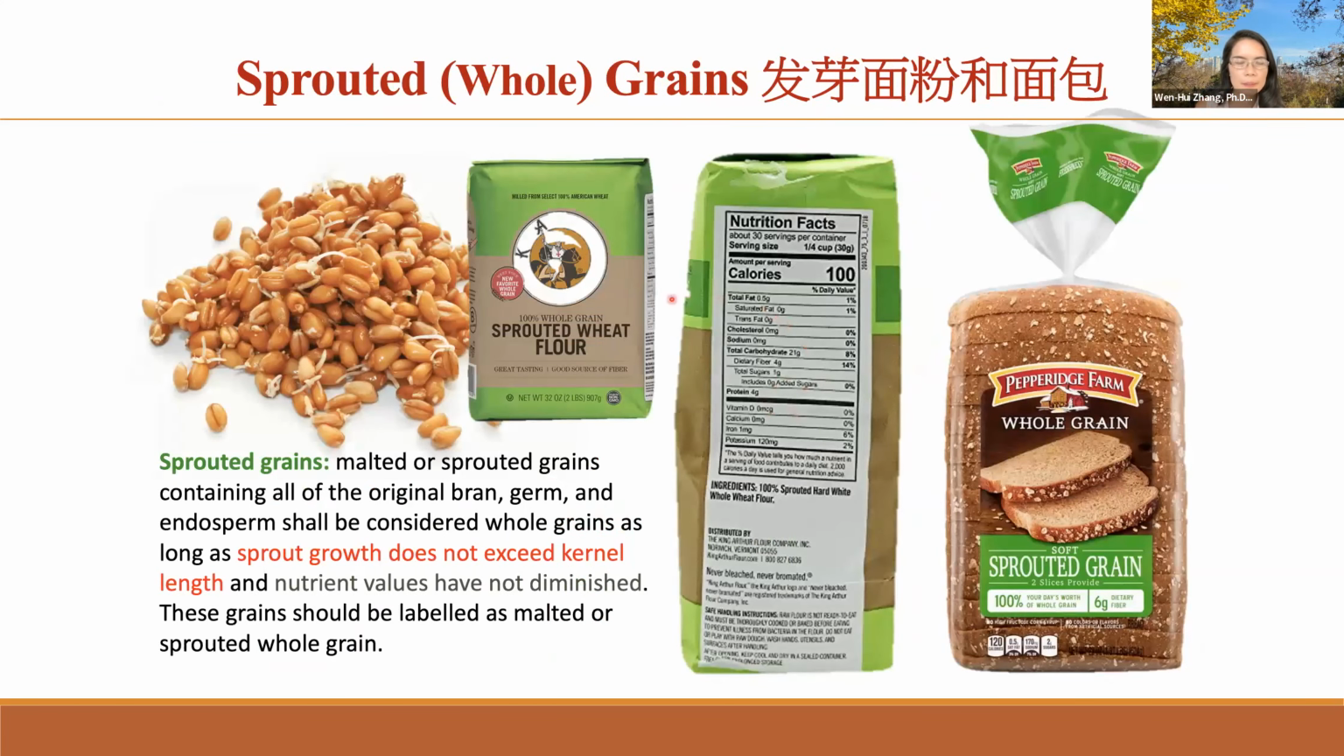So here are the sprouted wheat flour and sprouted grain bread that are available on the market. For sprouted grains, it's the greens that are sprouted, but the sprout growth should not exceed the kernel length. So as long as the sprout is not longer than the kernel length, we will consider it as sprouted grain.